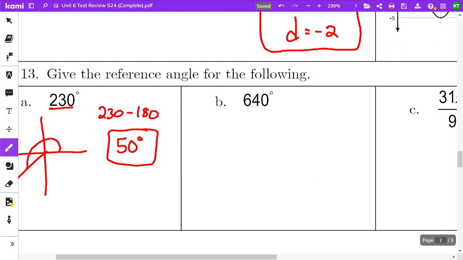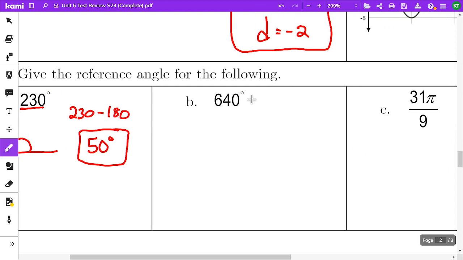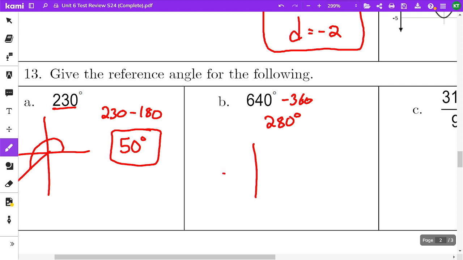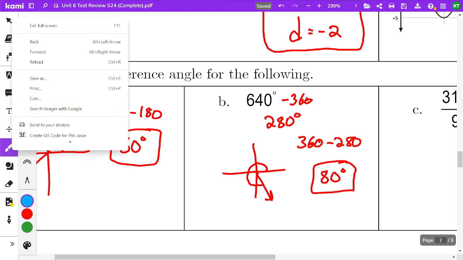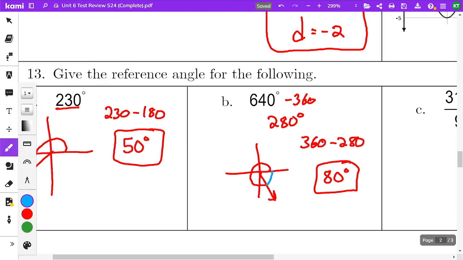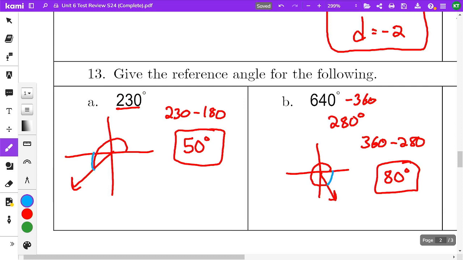Letter B, I'm going to do the same thing, except first I want to get a coterminal angle between 0 and 360 degrees. So if I subtract 360 from this, we will have 640 minus 360, which gives me 280 degrees. So 280 degrees is going to be in my fourth quadrant. And if that's in my fourth quadrant, I will just do 360 minus my angle, which is 280, which will leave me with an angle of 80 degrees. So my reference angle will be this 80-degree angle right there. And for reference on the previous one, it would be this 50-degree angle right here.